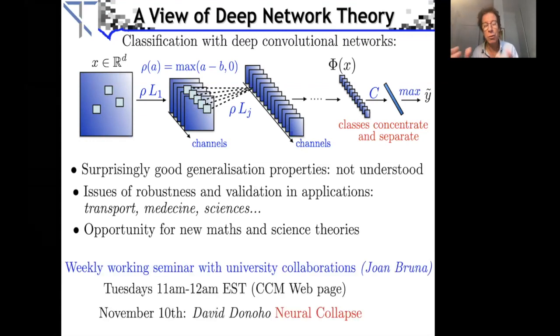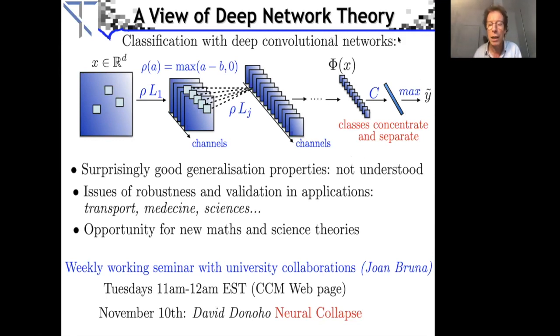And that's why I'd like to first do an announcement. We'll be organizing a working seminar on this topic with also outside university collaborators and essentially all the centers within Flatiron who want to participate, with Joan Bruna. And it will be on Tuesdays from 11 to 12. We'll begin on November 12th with a talk of David Donoho, probably on this idea of neural collapse that he has been developing, precisely about this, the fact that you see this concentration phenomenon happening.